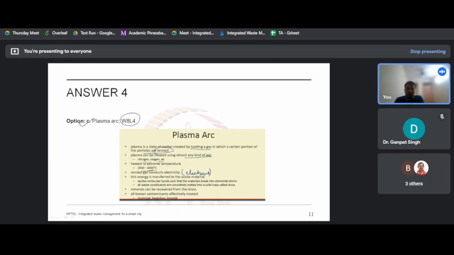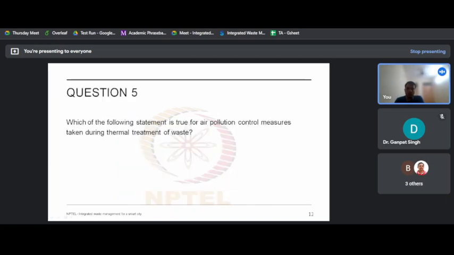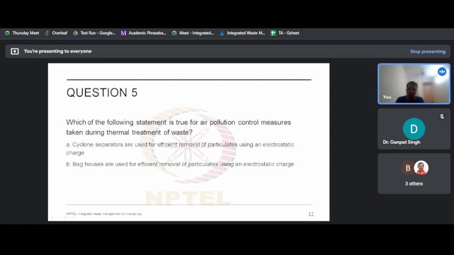Moving on to the next question, question 5. Which of the following statements is true for air pollution control measures taken during thermal treatment of waste? Cyclone separators are used for efficient removal of particulates using an electrostatic charge. Baghouses are used for efficient removal of particulates using an electrostatic charge. Baghouses are used to remove particulate matter using fabric filters. Last option we have is none of these. So let's take the options one by one. Cyclone separators are used for efficient removal using an electrostatic charge. So no, this is not correct.